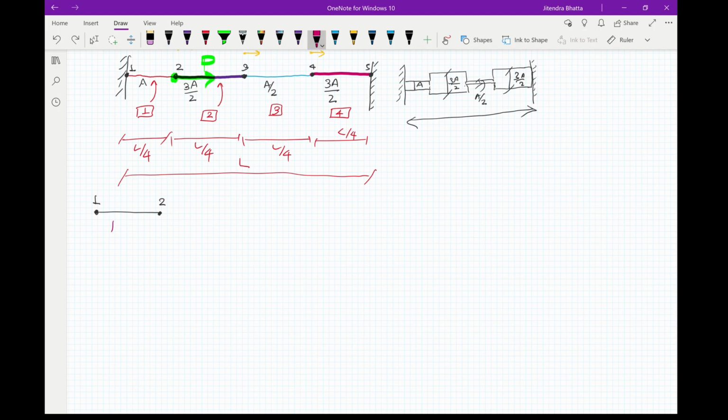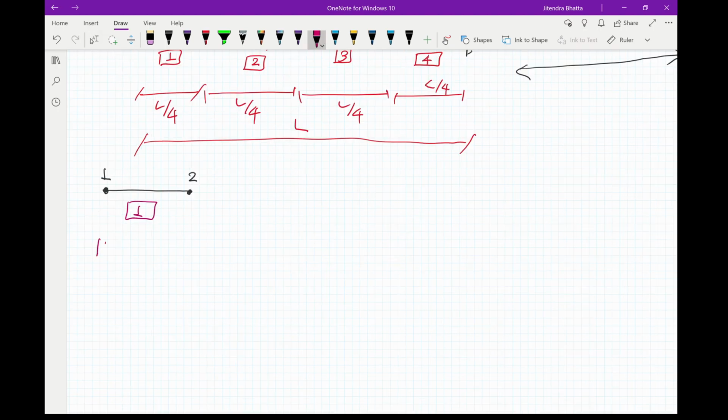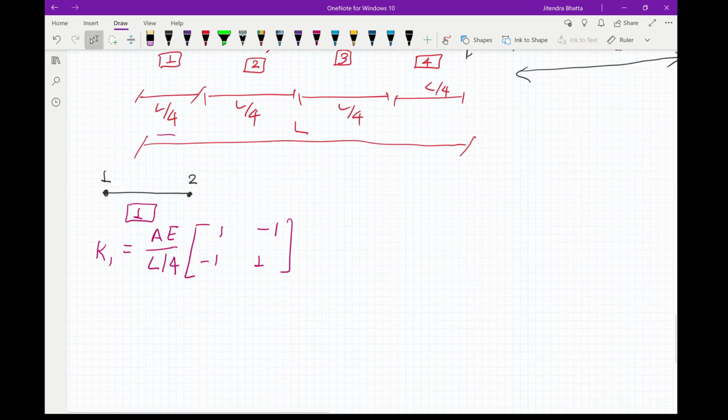So this is element number 1. And as you all know, our stiffness matrix will be given by AE by L times 1, minus 1, minus 1, and 1. But you can see here that the length of each section is L by 4. So we just put L by 4 here. And area is A for this element. Therefore, AE by L, this will be 4, minus 4, minus 4 and 4. So this is your stiffness matrix for element number 1.